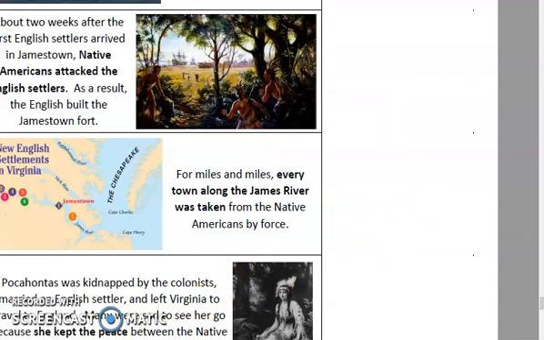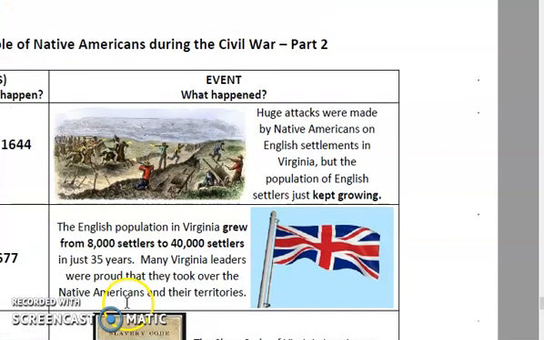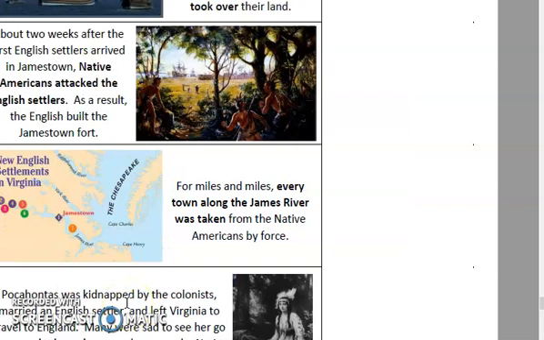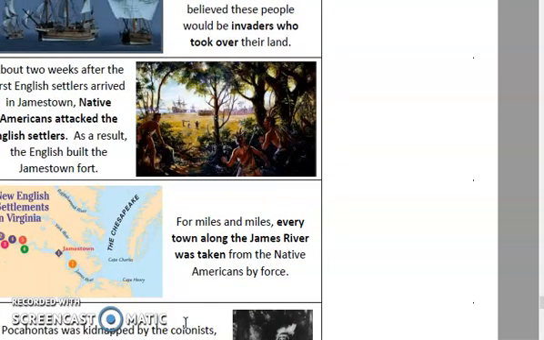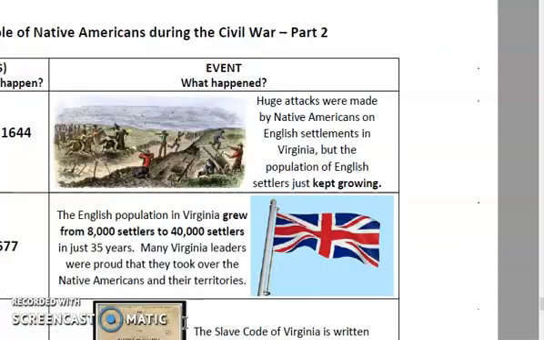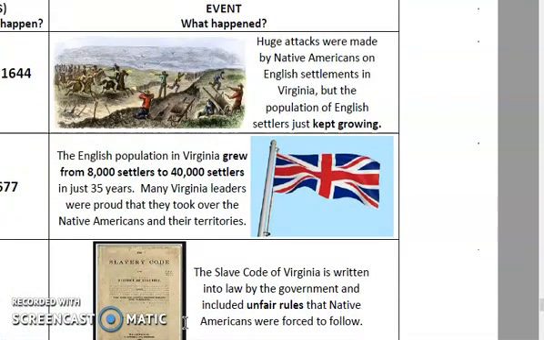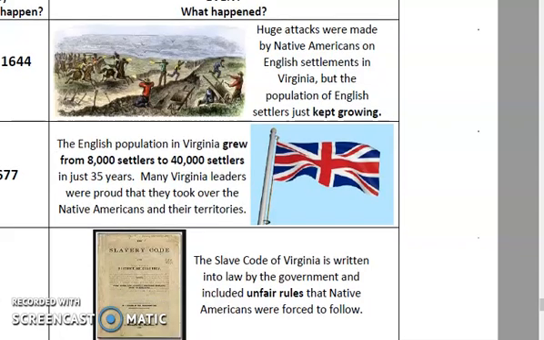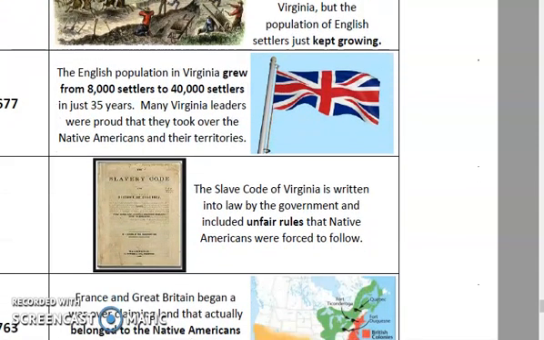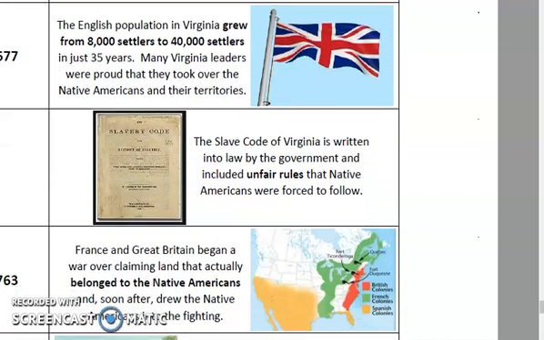1613. Pocahontas was kidnapped by the colonists, married an English settler, and left Virginia to travel to England. Many were sad to see her go because she kept the peace between the Native Americans and the English for many years. 1622 and 1644. Huge attacks were made by Native Americans on English settlements in Virginia, but the population of the English settlers just kept growing.